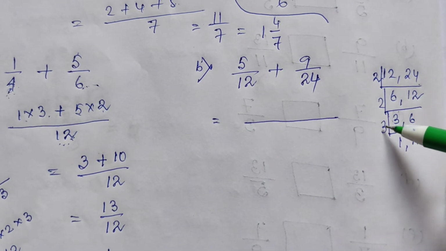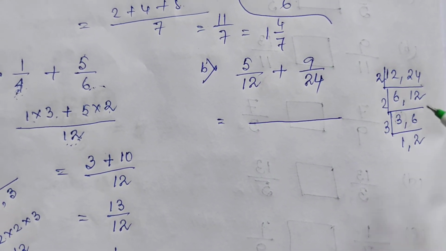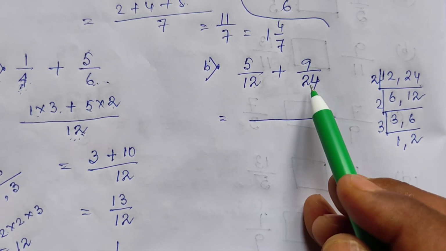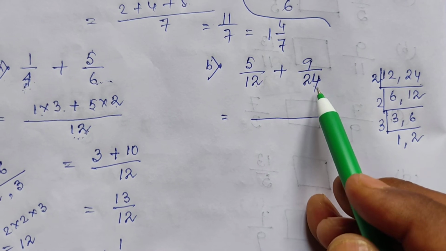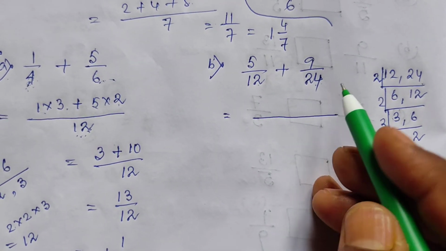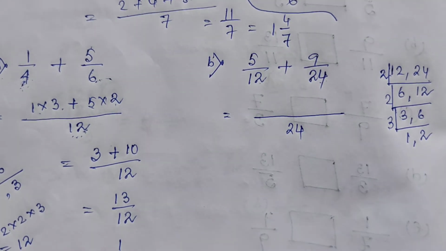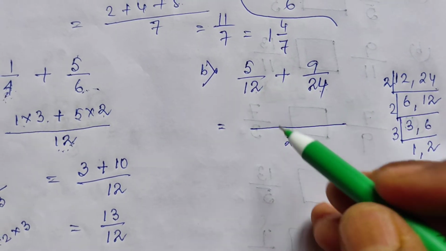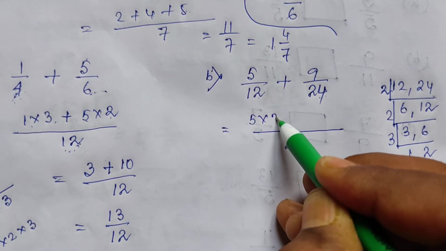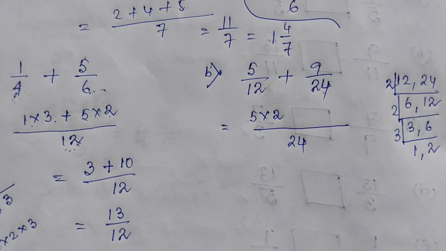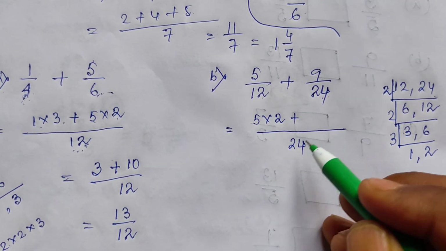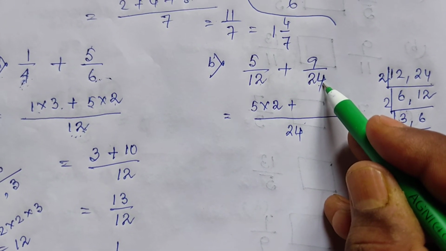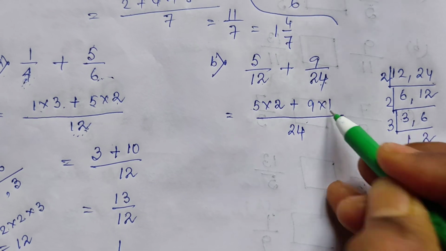So 2 twos are 4, 4 threes are 12, 12 twos are 24. As you can see, one is a multiple of the other, so the big number will be the LCM. 12 and 24. Here 24 will be the LCM. Now divide 24 by 12. You will get 2. So multiply the numerator by 2, plus 24 divided by 24, you will get 1. So 9 into 1.